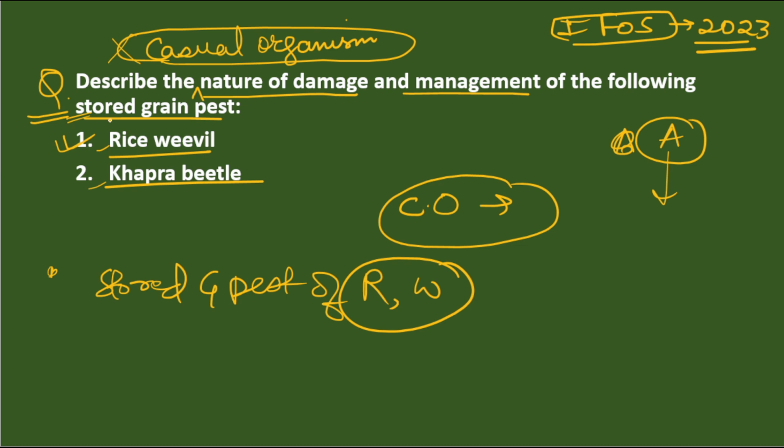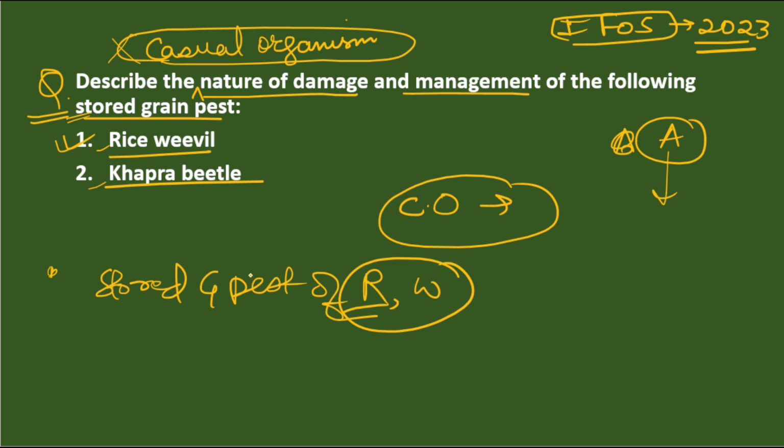So either they will directly give you the pests and tell you to write their nature of damage and management, or sometimes they will give you the crop specific. They will give the crop and ask you to write some stored grain pests of rice and how they can be managed, their nature of damage. So these are the two ways they can approach the question.